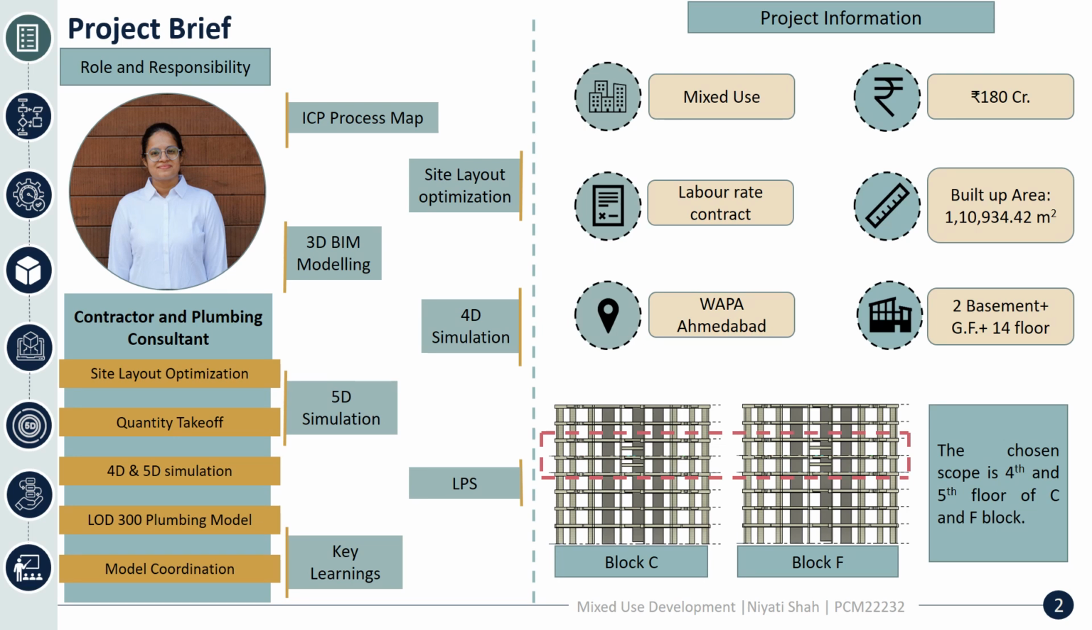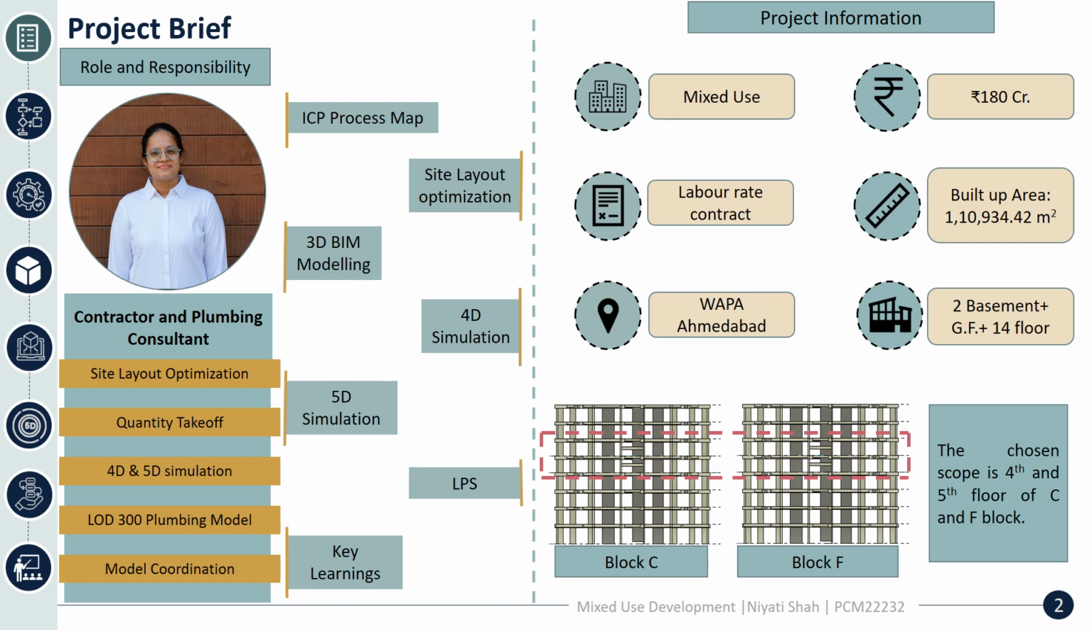Major details regarding the project: it is a mixed use residential plus commercial project. The cost of the project is 180 crore. The type of contract is a labor rate contract. The built up area is 1,10,934 square meters. It is located in Vejalpur, Ahmedabad. It has 2 basements plus ground floor plus 14 floors. There are in all 8 towers, out of which we have considered C and F as our scope of work.